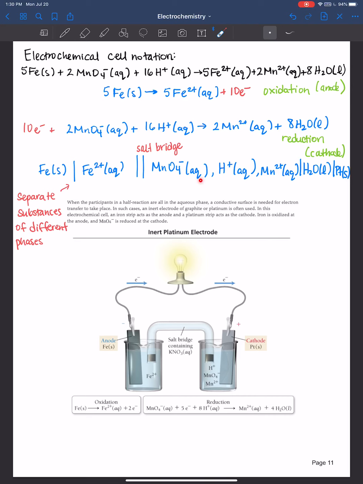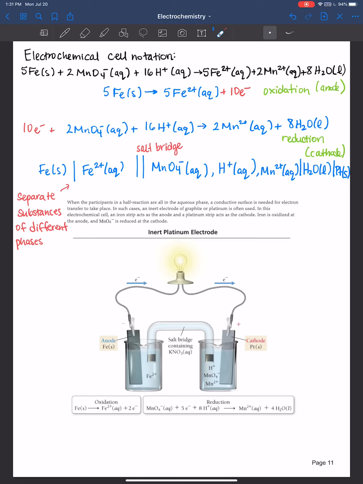And then you can see here, if you have multiple species of the same state of matter or phase of matter, then you separate those with commas. So you can see with the permanganate, the hydrogen ion, the manganese cation here too, they're all aqueous, so they were just included in a row. But then we have water, which is a different state of matter, so that's why there's a bar separating that. And then finally we have the platinum electrode, which is at the very end.